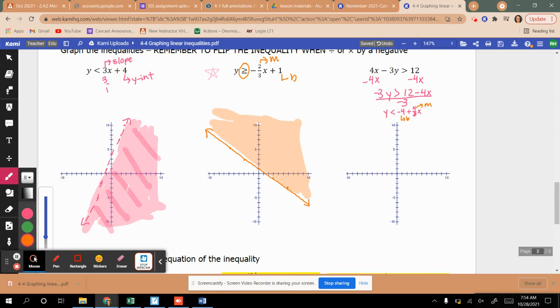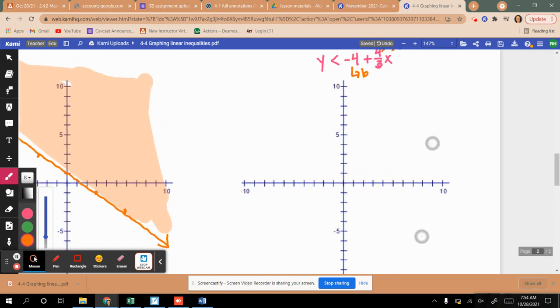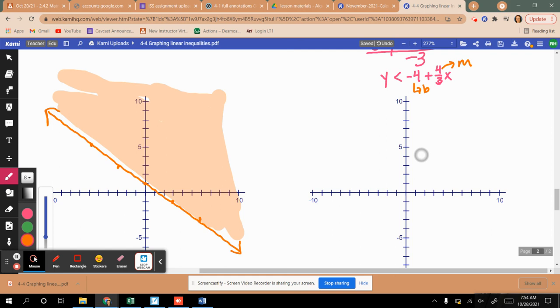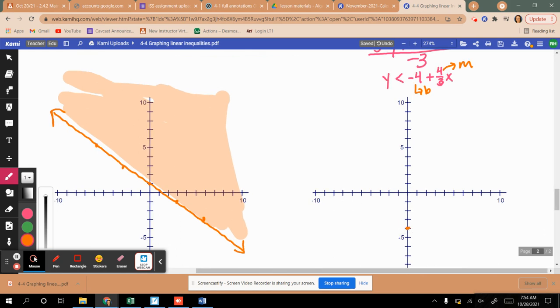All right, that should be your solution for that one. Now, going into this next one, we have y is less than negative 4 plus 4/3 x. We said that negative 4 was our b, so let's just start with that. So negative 4 is right there.